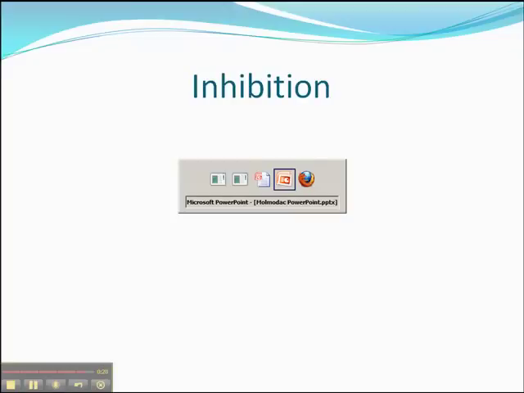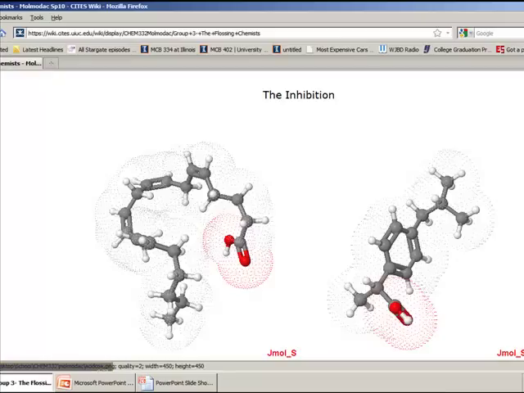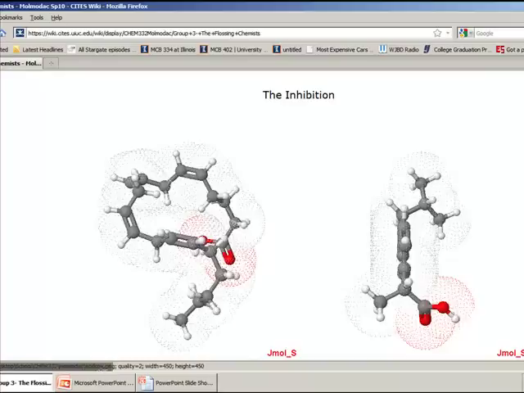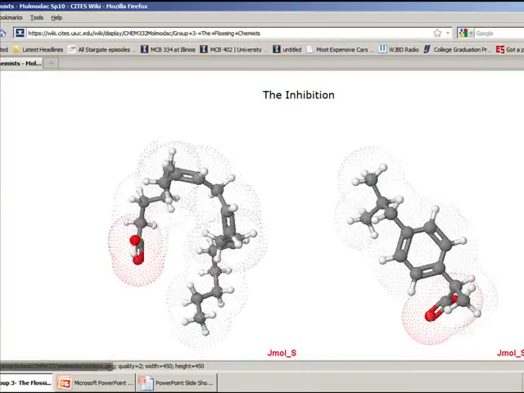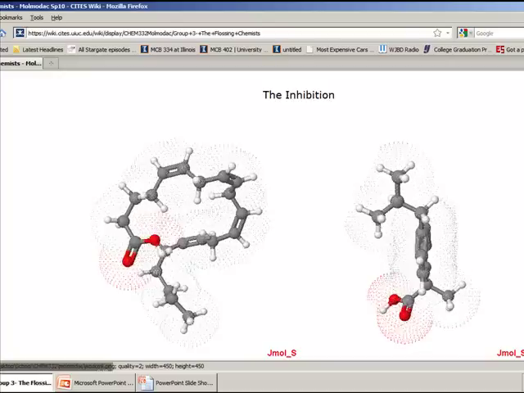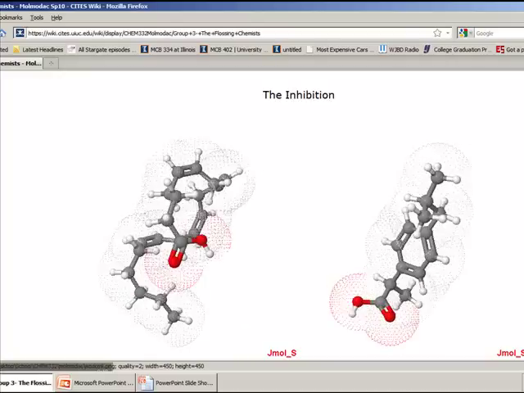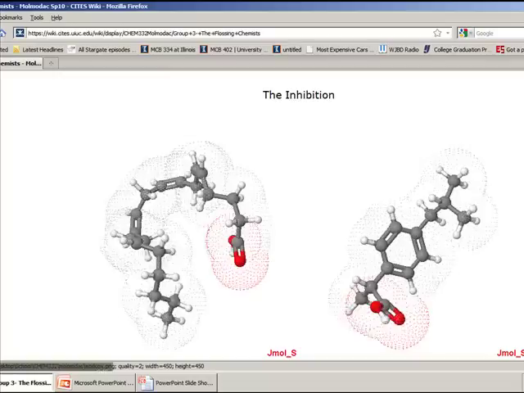Inhibition. Ibuprofen is able to act as an inhibitor to the COX enzyme because of its similarities in structure to arachidonic acid. These similarities are best shown in this JMOL comparison of the two structures.